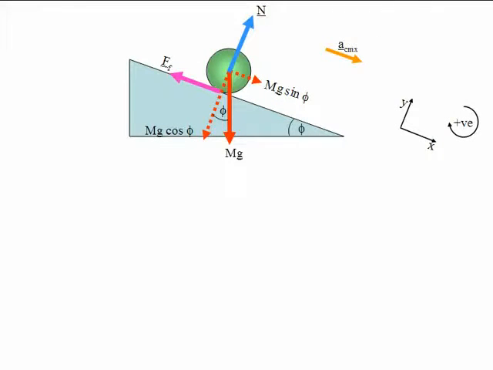Okay, as usual, we start with a free body diagram for this problem, and I've drawn on all the usual forces: the force of gravity acting vertically downwards, and I have resolved that into two components, one acting down the slope and one perpendicular to the slope. And then there is, of course, the normal force N acting perpendicular to the slope as well.